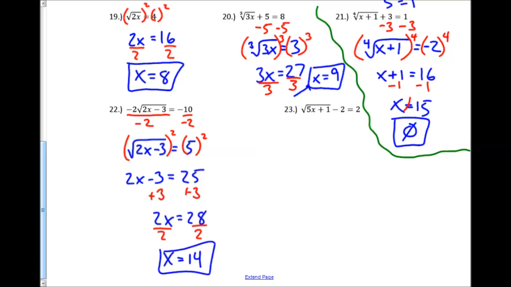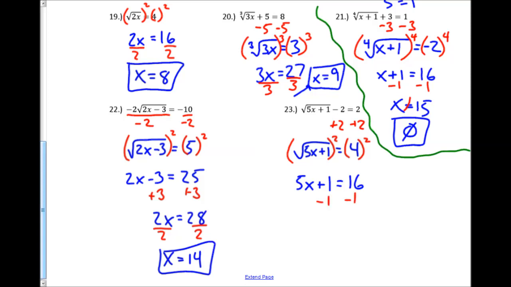Okay? If I look at the next one, again, I add the 2 to each side. So I've got the square root of 5x plus 1 equals 4. To undo the square root, I have to raise each side to the second power. Roots and exponents cancel each other out. So I've got 5x plus 1 equals 4 to the second power, which is 16.